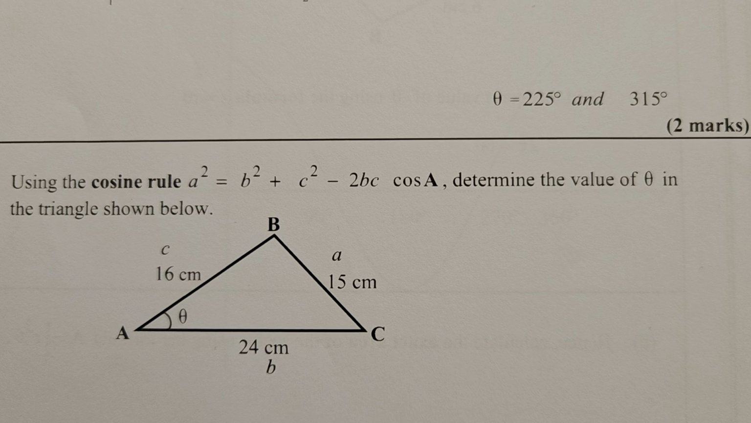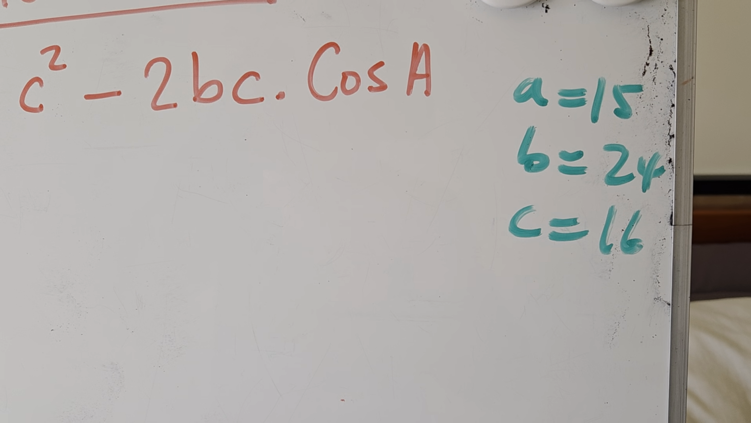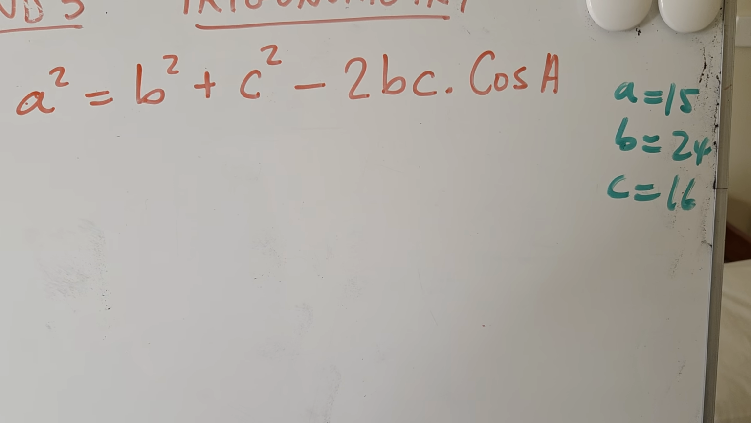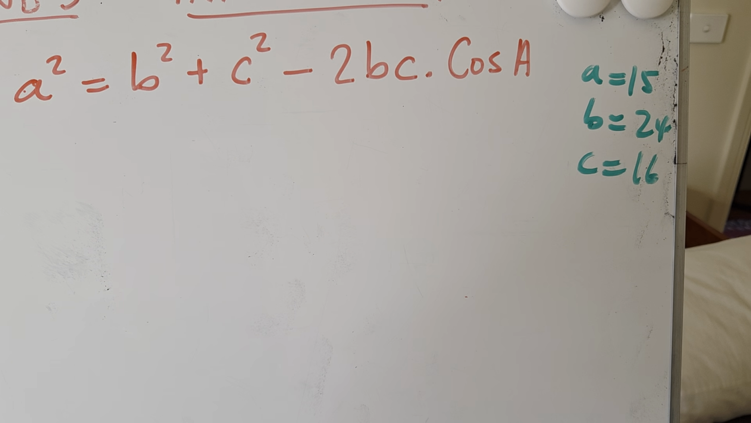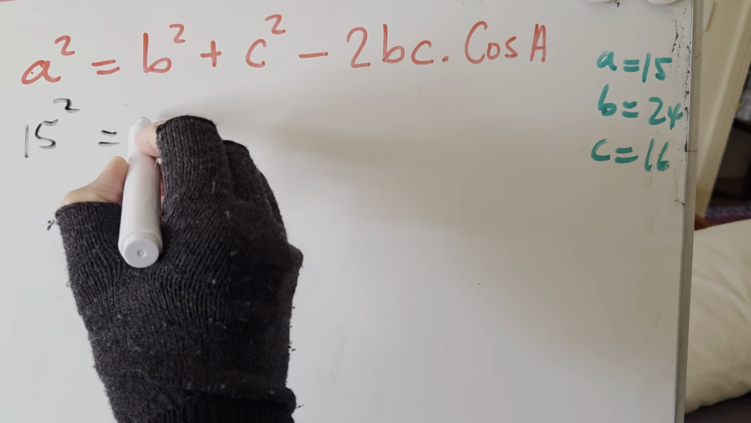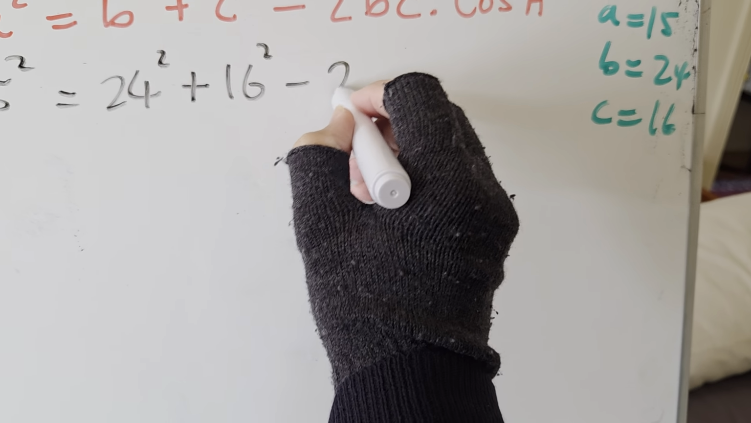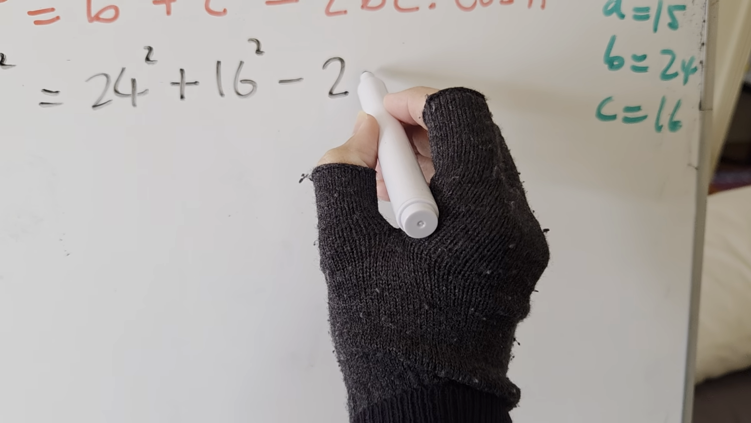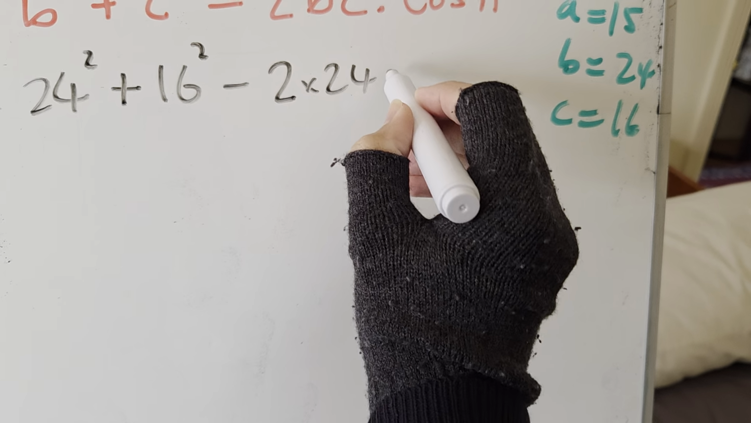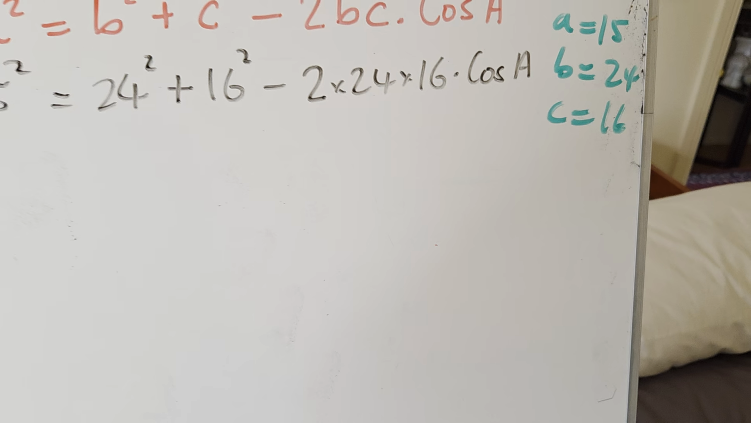So the values are A equals 15, B equals 24, C is equal to 16. Let's substitute those values into the formula. So A squared will become 15 squared. 15 squared is equal to 24 squared plus 16 squared minus 2 multiplied by b, which is 24, multiplied by c, which is 16, multiplied by the cosine of the angle A.